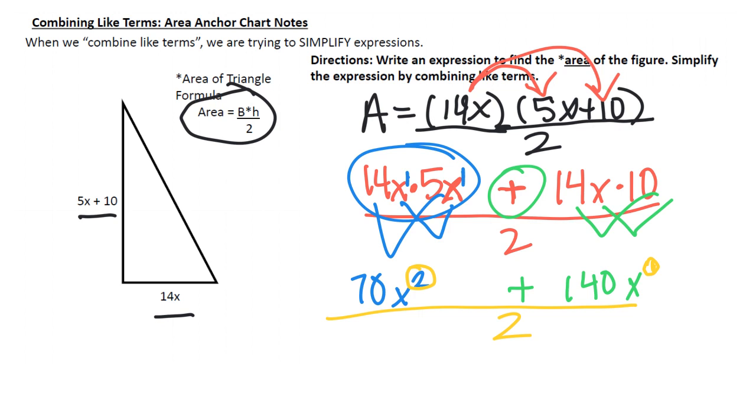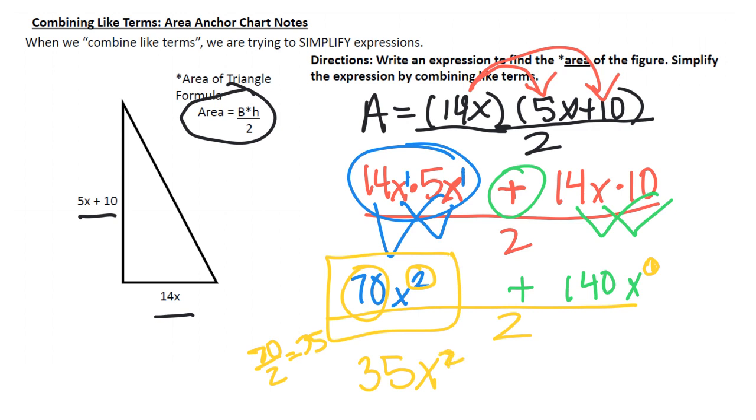So 70 divided by 2 is 35. I'll write that on the side. 70 divided by 2 is 35. So this whole part becomes 35x squared. Notice nothing happens to the exponent right here. Then I'm also going to do the same thing on the opposite side. I'm going to take 140 and divide that part by 2. That gives me 70.